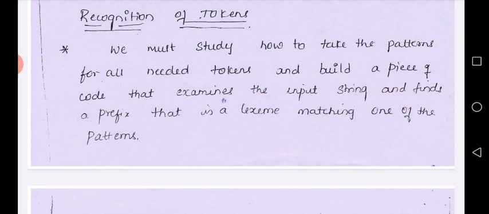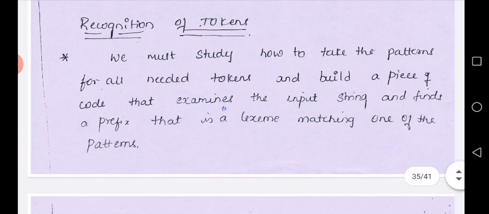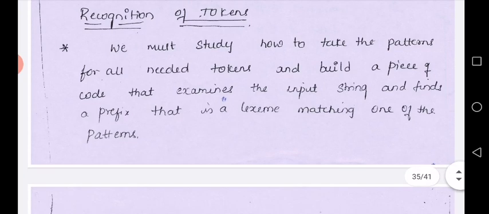Remember one thing. We are going to get different kinds of tokens. For a keyword, we get one kind of token. For relational operators, we get one kind of token. For identifiers, we get a different kind of token. So on what basis are we going to identify them? This is the keyword, this is the identifier, and this is the relational operator.